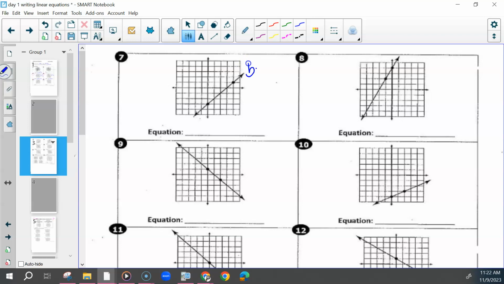What is the y-intercept? 3. What is the slope? 4/4, which was simplified to be 1. So how would we write this equation? Y equals x minus 3, or y equals 1x minus 3, either or.